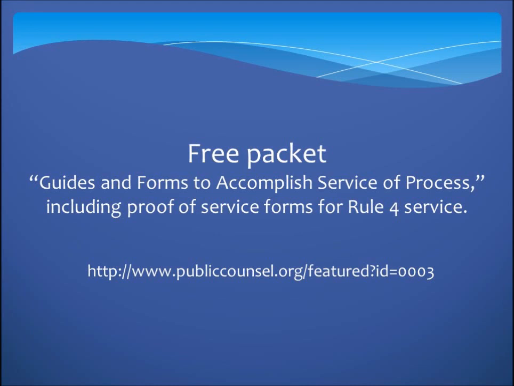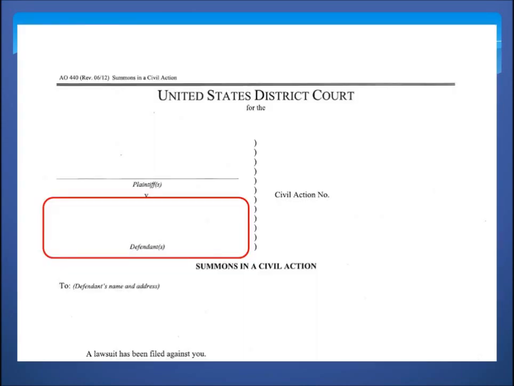If you follow that link, you'll find a free packet called Guides and Forms to Accomplish Service of Process. If you download that packet, you'll find information on how to serve your summons and complaint on various types of defendants. Each guide within the packet also contains a proof of service form that you and your process server can file with the court. Let's take a few minutes, though, to look at a common problem that may present itself.